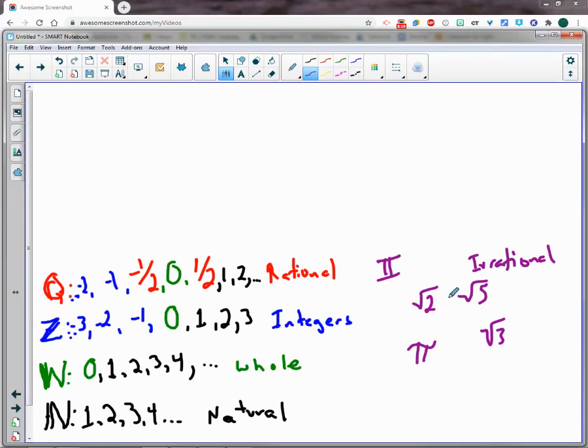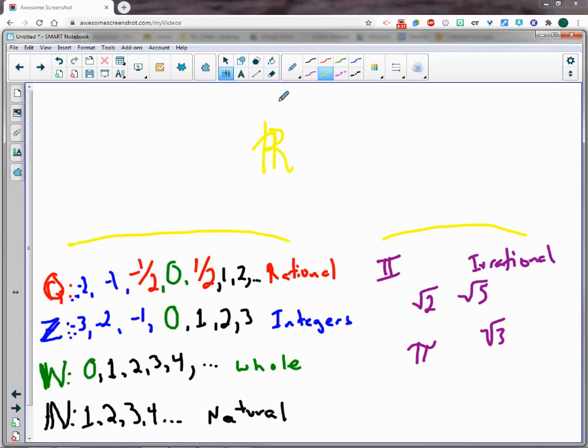Now, what does it mean by irrational? It means you cannot write it as a ratio of two integers. You cannot make it look like a fraction because the thing goes on forever. So if you put all of these together, all of your rational numbers, which are all of these, and all of your irrational numbers, which are all of these, together they make the real number system.